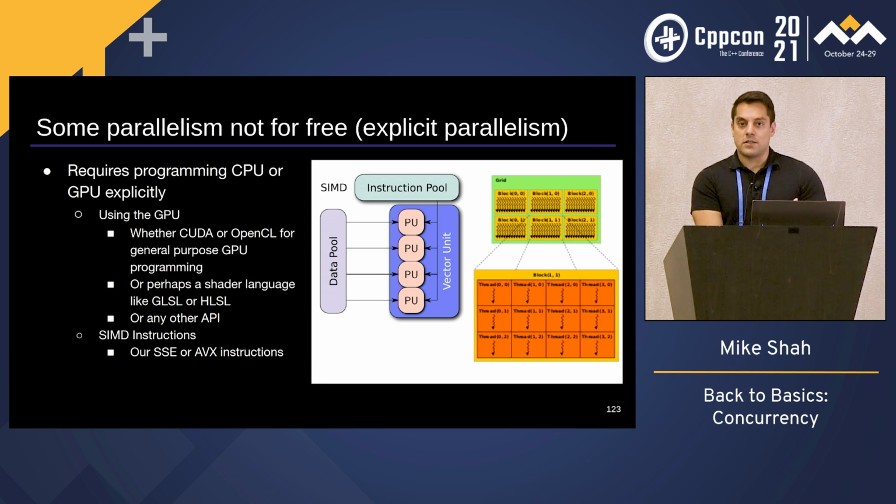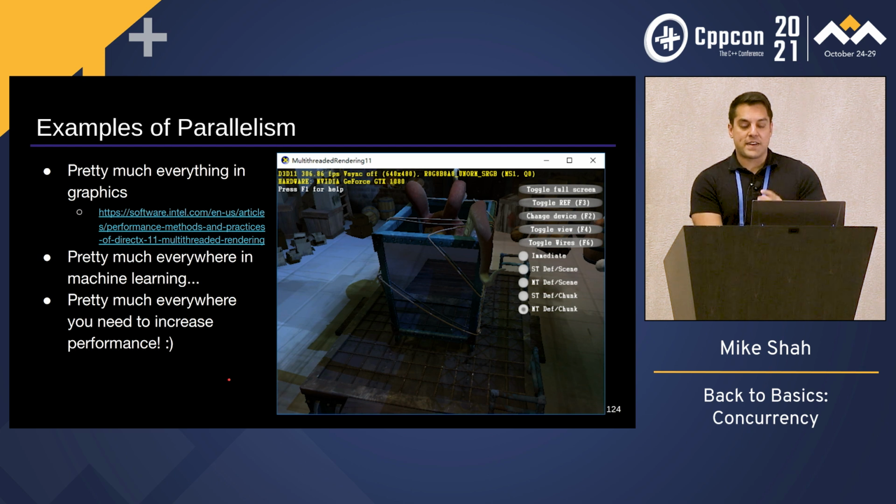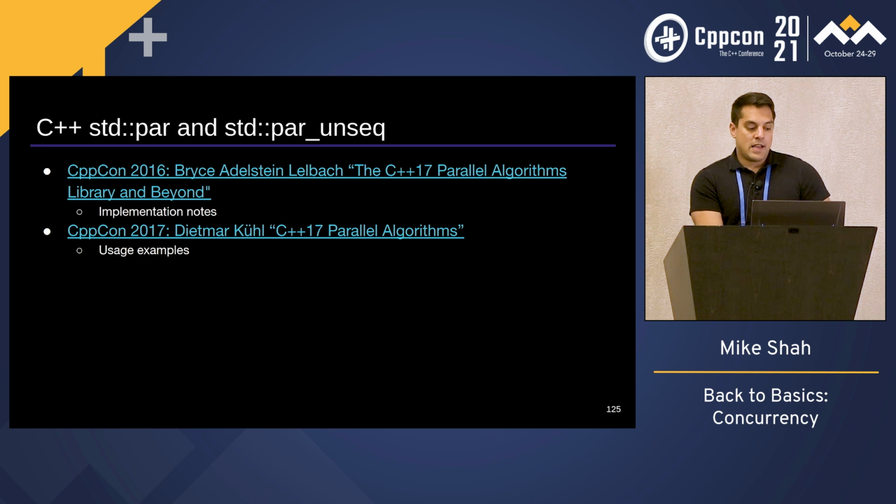So for folks who are going to go on and do GPU stuff and work with threads on a GPU, or maybe CPU parallelism with SIMD instructions, that's something to consider as well. Graphics is the domain to be thinking about parallelism as well. And there are the standard par and par_unseq libraries. I would direct you to some of the other experts on that.